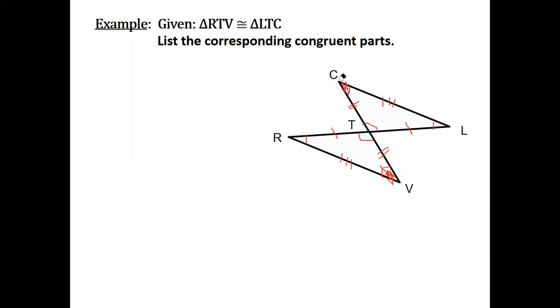In this way, you can find the corresponding parts which are congruent, even if you are talking about sides or angles. So sides, you can say again, RT with LT, TV with TC, and then RV with LC. So in this way, we can express the corresponding congruent parts from the congruent figures, even if they are sides or angles.